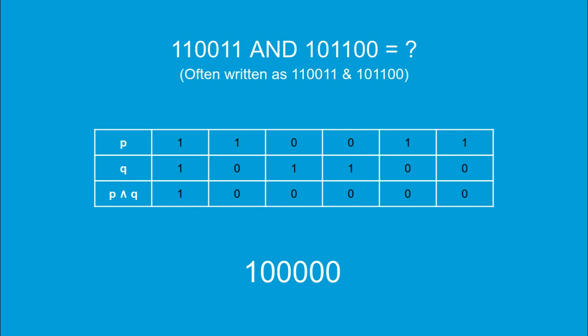Okay? So the result of this bitwise AND is 100000, which we could express as hex or as a decimal number if we wanted to. Okay? But this is a bitwise AND. So we consider one bit at a time and we perform an AND Boolean operation on those bits. Does that make sense?